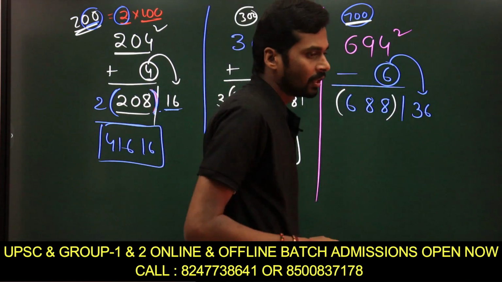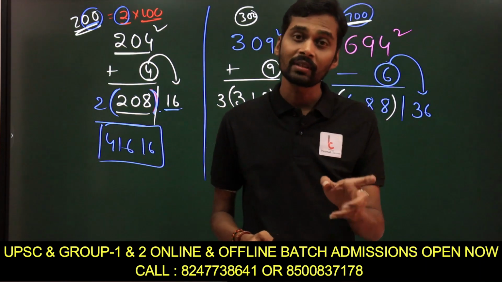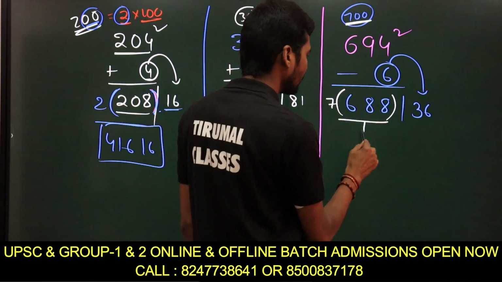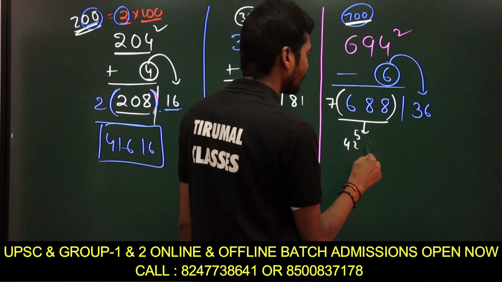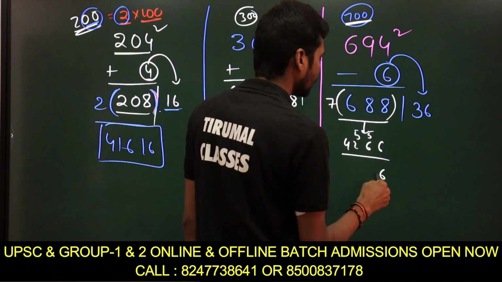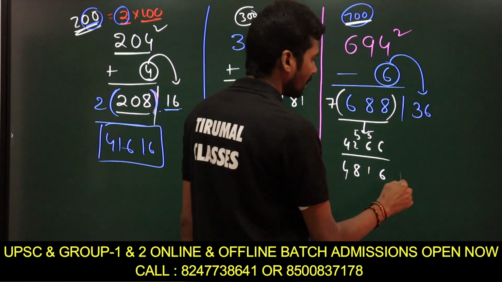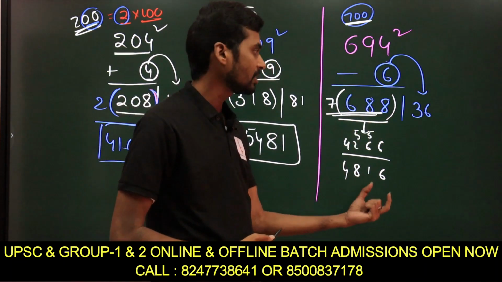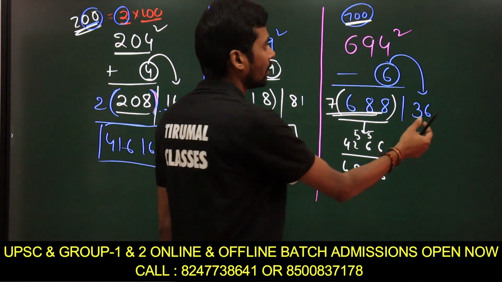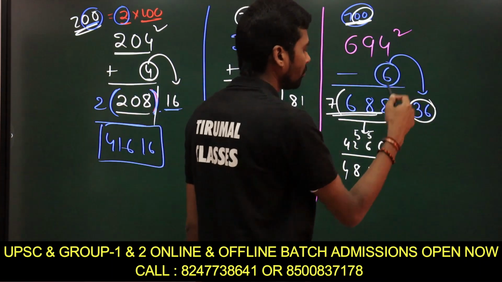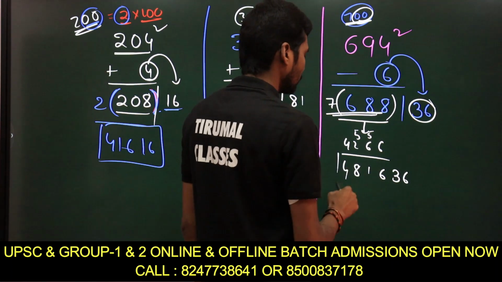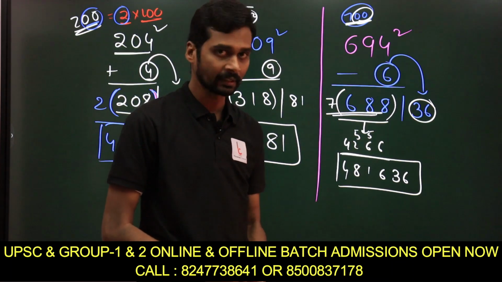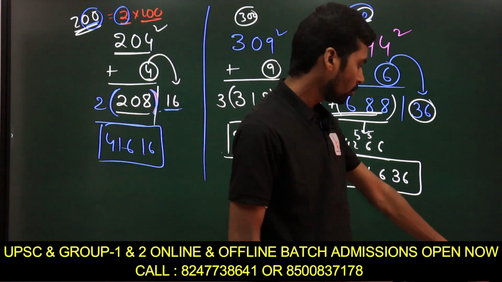After that I have to multiply this term. What is the base value? 700. That means the sub base value is 7, so I multiply this term with 7. 7 times 688 gives 4816, and the next two digits are 36. Here we have two zeros, so two digits on the right, no need to disturb anything. The final answer is 481636.